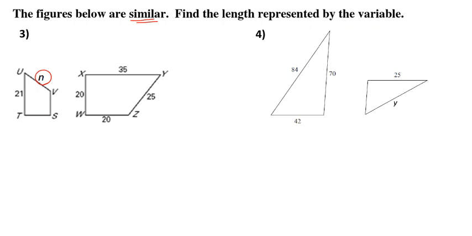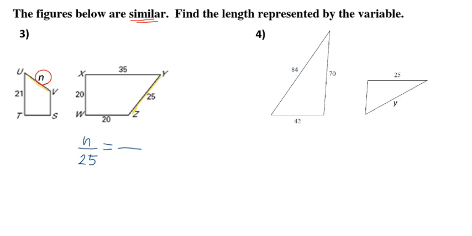And we're going to be setting up a proportion with corresponding sides. We need to find n, so we need to use this side and the corresponding one in the other figure, which obviously is going to be side YZ. So we write our ratio n over 25. And then we write our second ratio using another pair of corresponding sides.